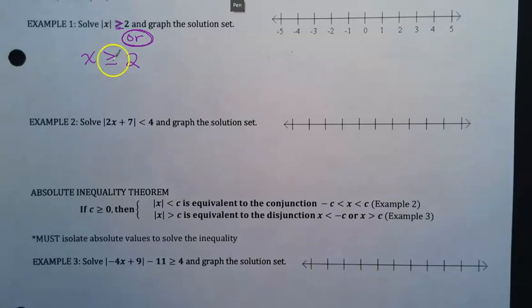Okay, so we can say x is greater than or equal to 2 or negative x is greater than or equal to 2. Okay, so this is our or statement that we're putting in there. Well, if we divide by a negative 1, that means we have to flip our sign. So then we would have x is less than or equal to negative 2.